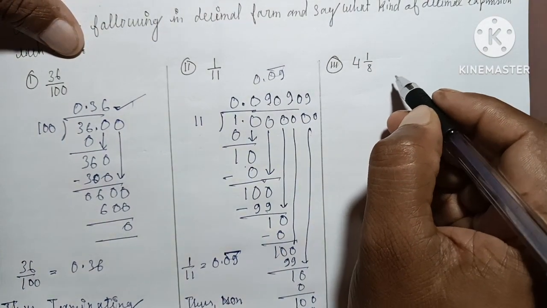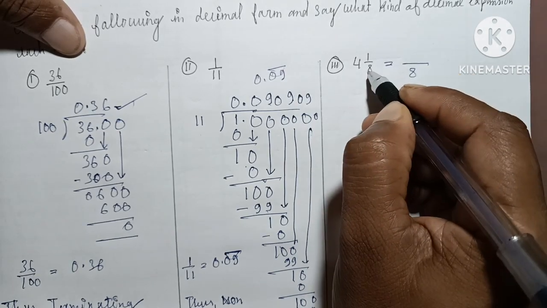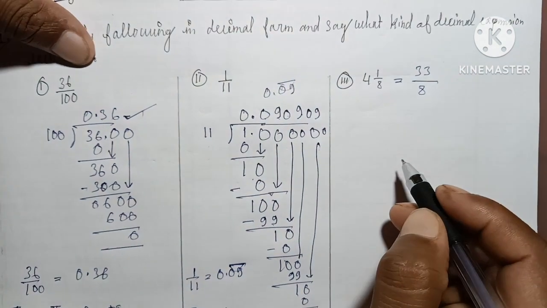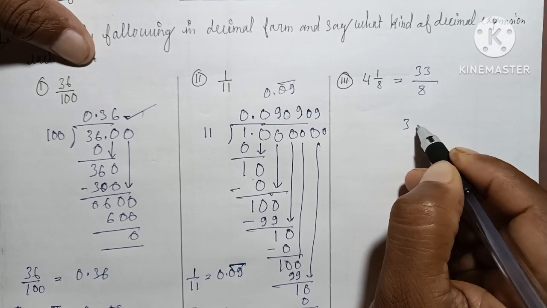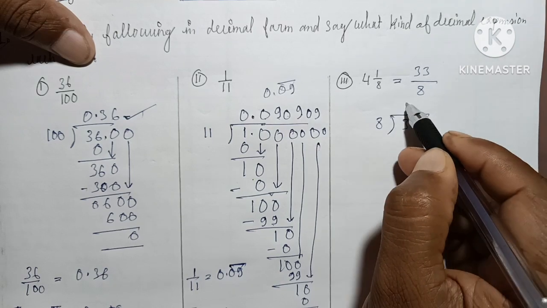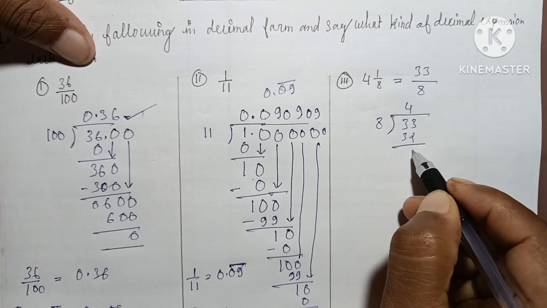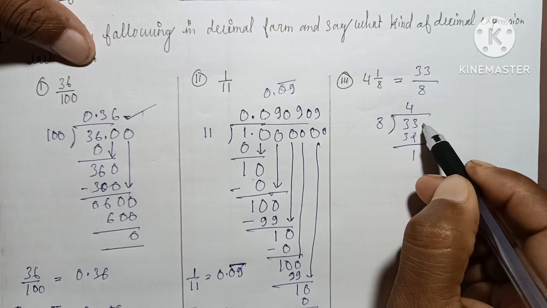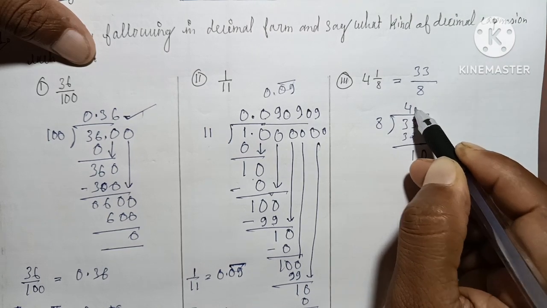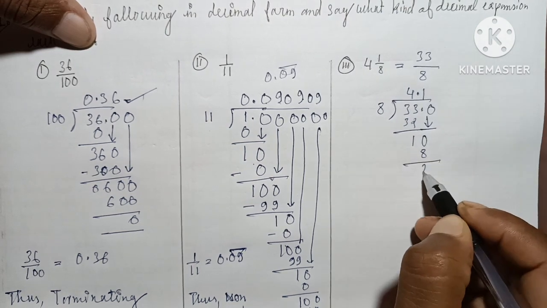Come to the next question. You see this one, you turn into an improper fraction. 8 4s are 32 plus 1, 33. Now you have to divide 33 by 8. Now 8 4s are 32, then minus, 1. Now you give 0 in the quotient. Now bring down 0. Now immediately the decimal point also goes there. Then 8 1s are 8, again 2.